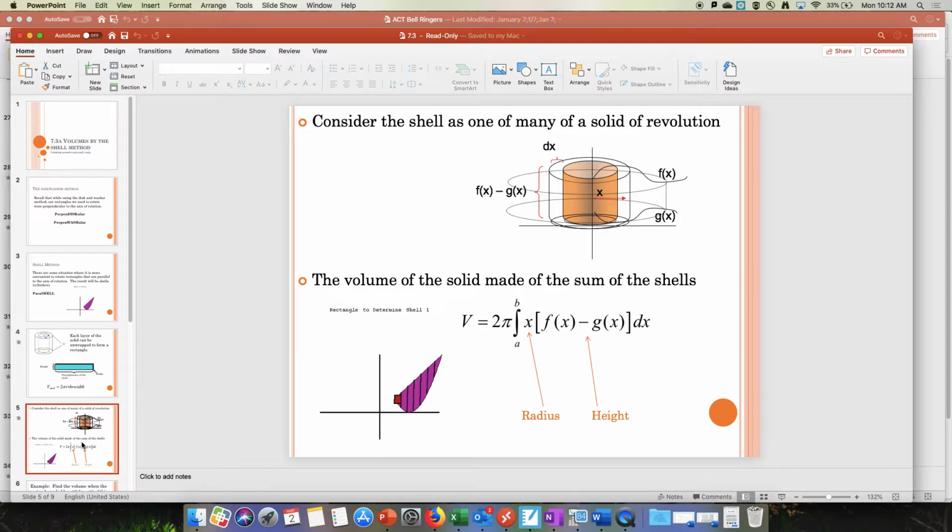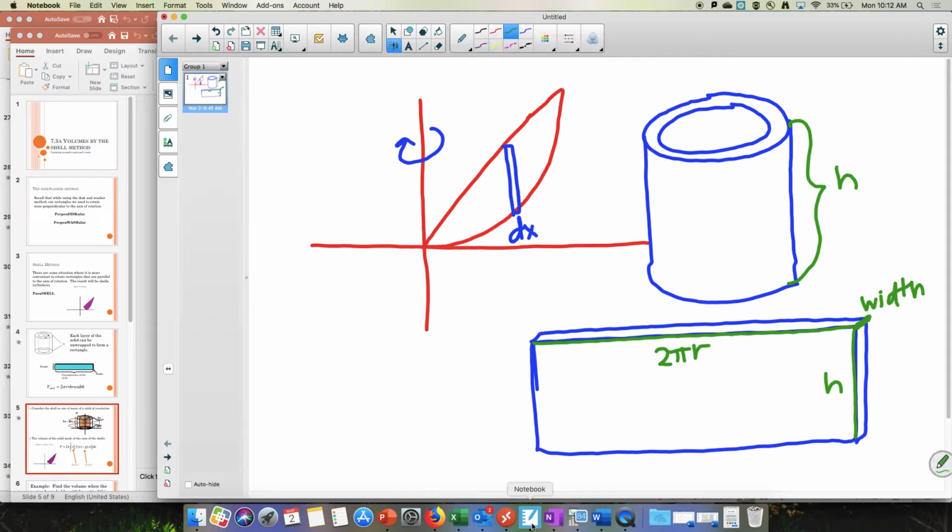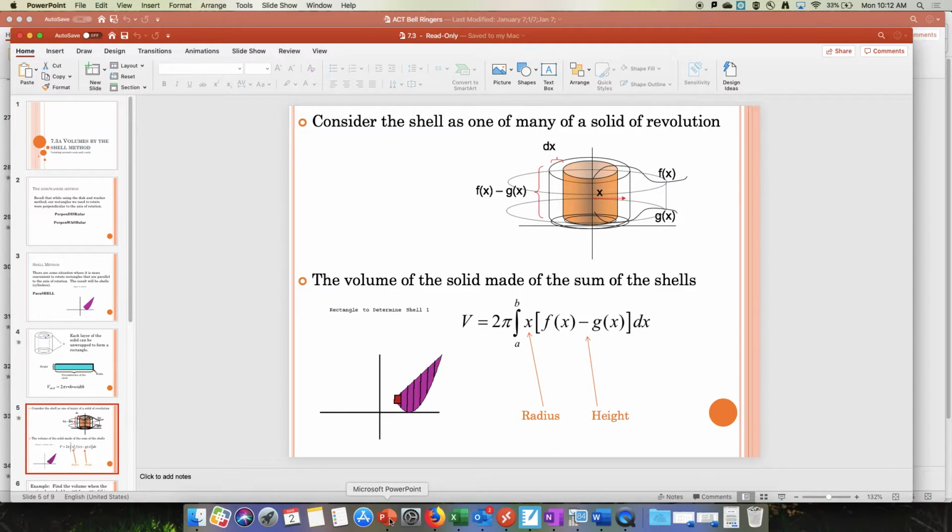Let me come back to my picture here. Any rectangle that I draw is going to be x away from the y-axis. You see that? No matter what rectangle I were to draw, it's x away. And then depending on where we are, we can plug in different values for it. So our shell method is this right here. This is what you can write down. Our volume is 2 pi, integral from a to b of x, that's our radius, times f of x minus g of x, that's our height, and then dx is our thickness.